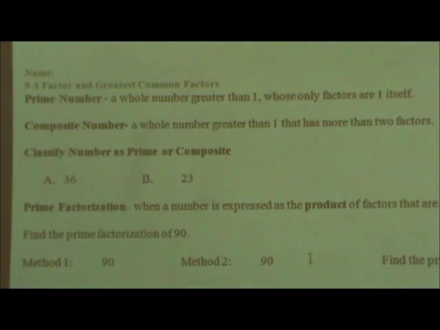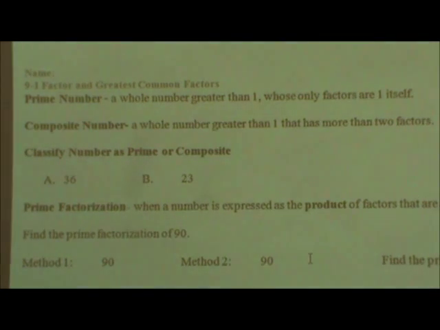A prime number is a whole number which is greater than 1, and it only has factors of 1 and itself. Okay? 1 and itself only. So examples, 2. 2 times 1 is the only factor of 2. 3, 5, 7, etc. Okay, pretty familiar with prime numbers.